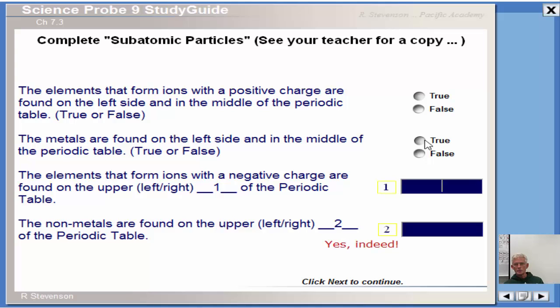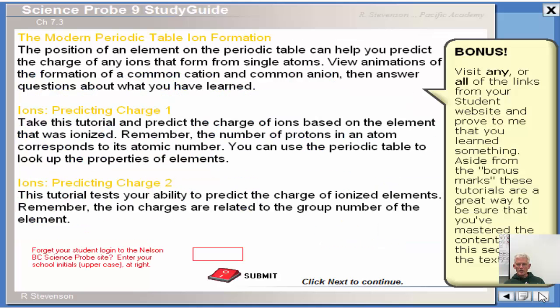That is true. The elements that form ions with a negative charge, on the other hand, are found on the right side of the periodic table. So these would be things like the halogens, chlorine, bromine. The nonmetals are found on the upper left or right? Right. Good. Moving right along.